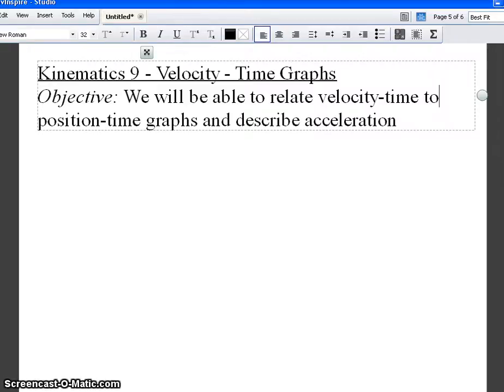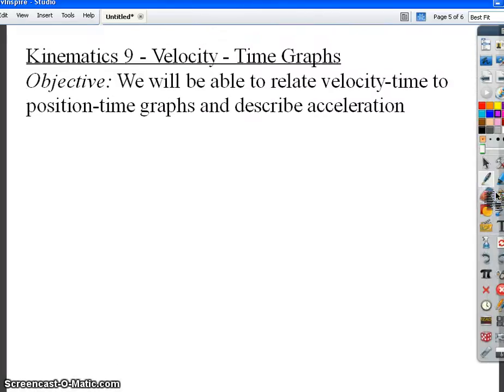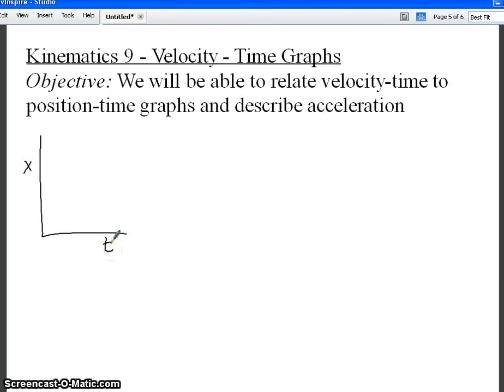Okay, so we're going to now take our position-time graphs and relate them to velocity-time graphs. So here we go. Let's go back to our original position-time graph, x versus t. If an object was standing still, it would have a straight line. It has a fixed position.